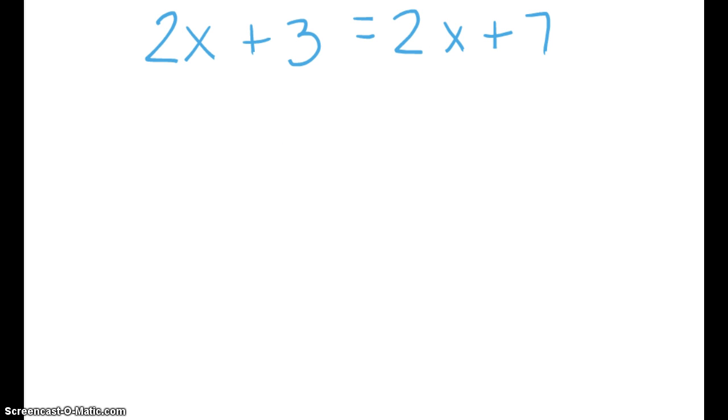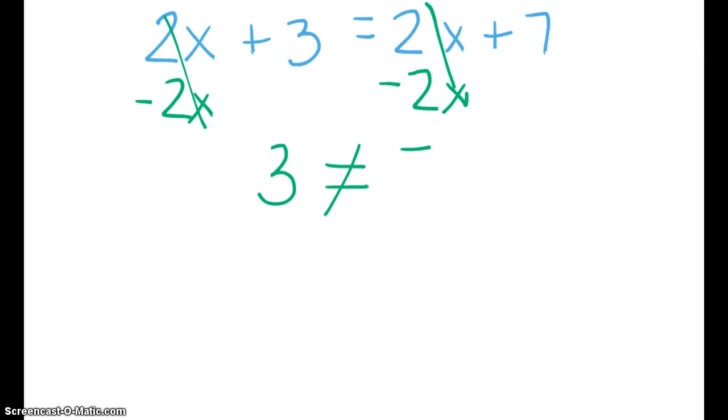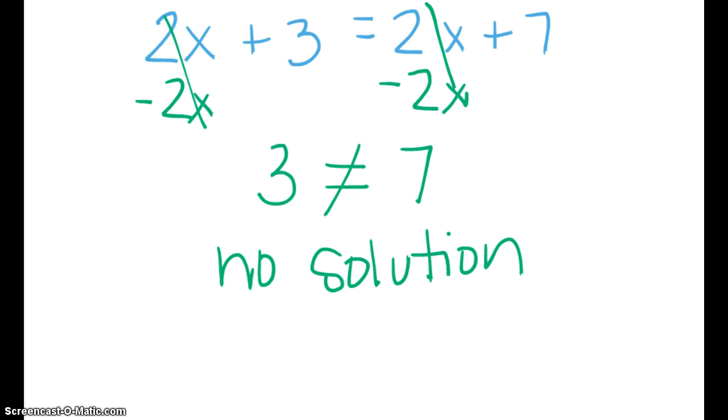Alright, now I want you to pause the video, write this one down, and solve it. So this is another example of an equation that has no solution. When you try to get all of your x's onto one side, they all zero out. 3 is not equal to 7, so there is no solution. This is an empty set.